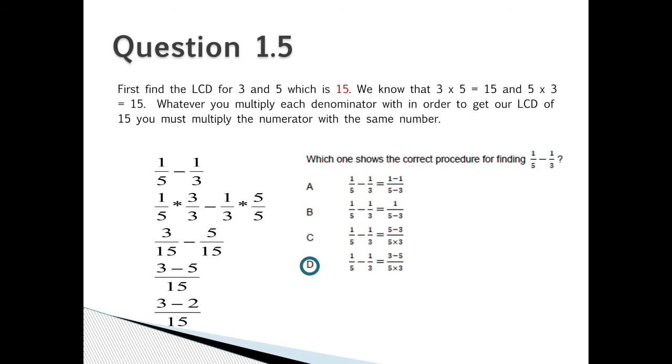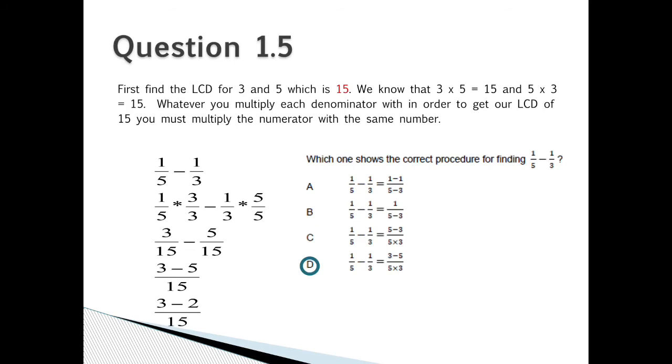In this case, 1 over 5 minus 1 over 3, the process that will be followed will be 1 over 5 times 3 over 3 minus 1 over 3 times 5 over 5. So it will be 3 over 15 minus 5 over 15. 3 minus 5 over 15 will give you minus 2 over 15. So your answer, if you did the actual fraction, would be 1 over 15.